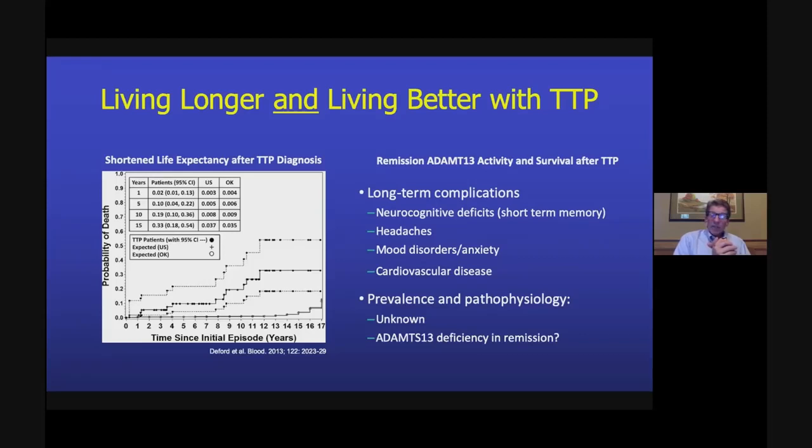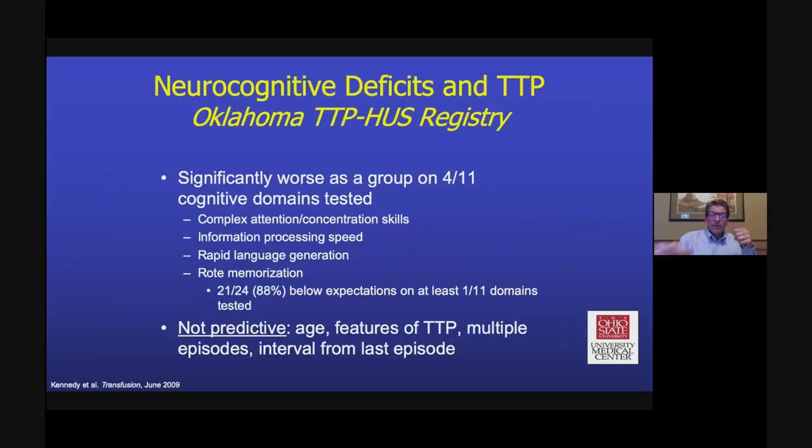As much as we know about TTP, we don't even know how common these complications are. We're not even certain why they happen. And you really need to know why they happen to try to be able to prevent them. Some of the first work done in this area, again, was from the Oklahoma group. And what they did was called neurocognitive testing. So it's really just sort of, if you think about it, as functional tests of your brain, just seeing how your brain is working. And they tested a lot of different areas, and you can develop different tests to study different areas of your brain.